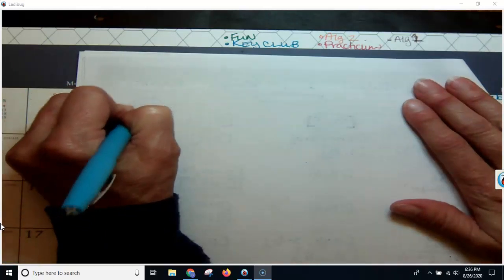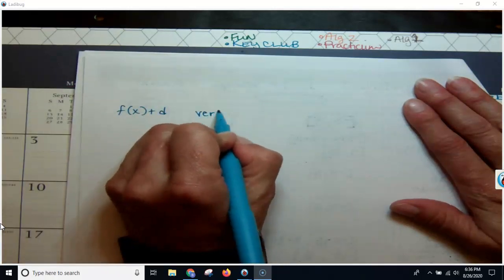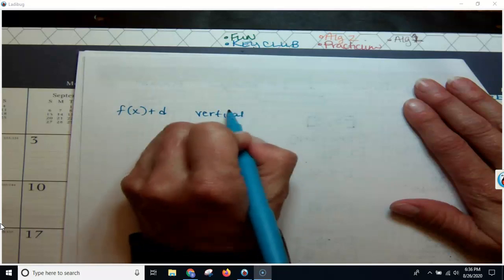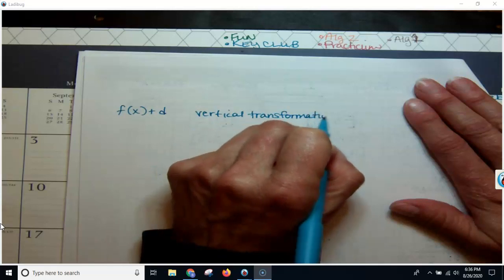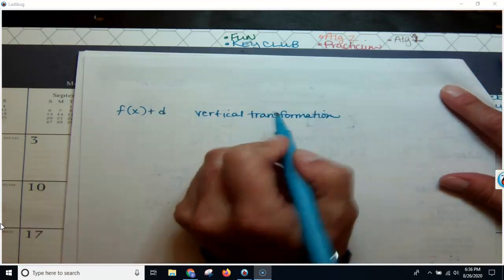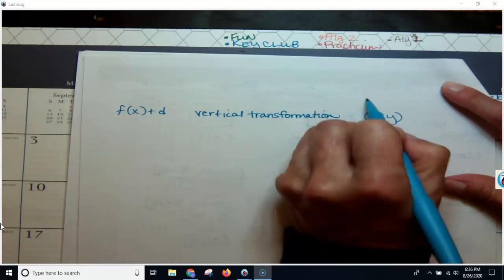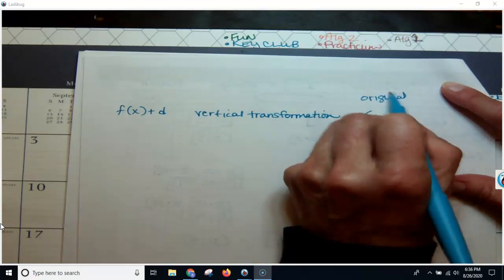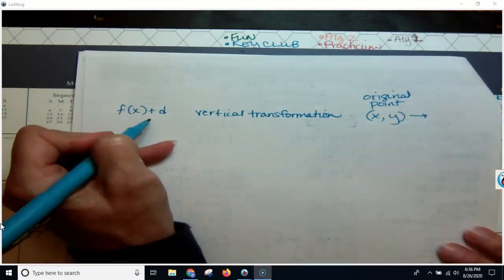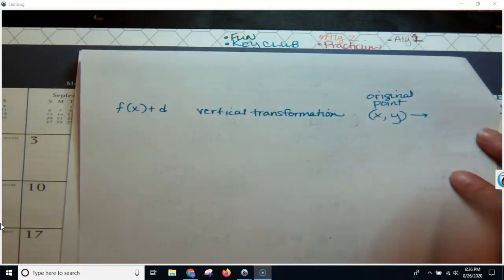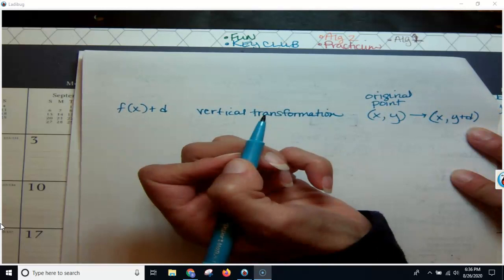So if you have f of x plus d, okay, this is a vertical transformation by d, right? If this is your original point x, y, that's going to change the range, right? Because it's outside of the parentheses. So it goes to x, y plus d. All right?